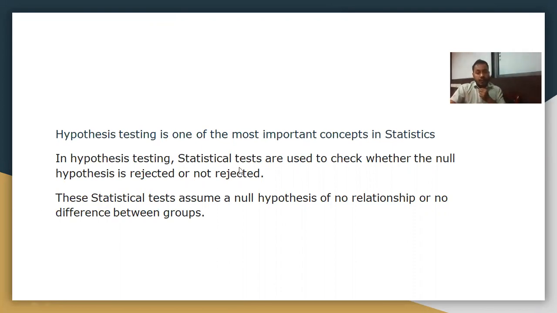Here, the statistical tests are used to check whether the null hypothesis is rejected or not rejected. Okay, to recall the null hypothesis and alternative hypothesis definitions, right? So with hypothesis testing, we try to check whether the null hypothesis can be rejected or not. This statistical test assumes a null hypothesis of no relation or no difference between groups.